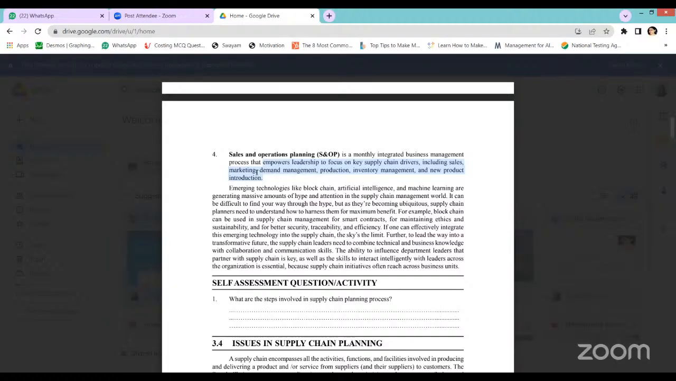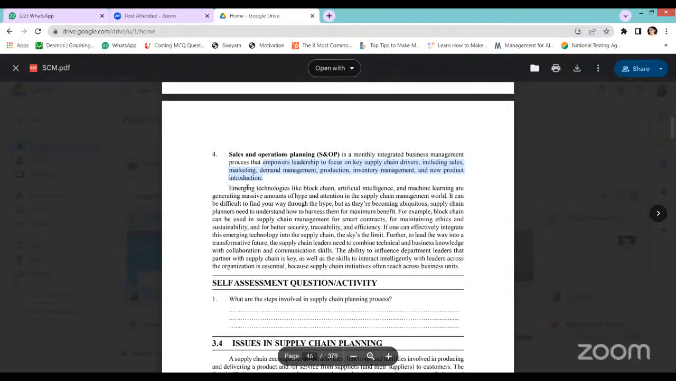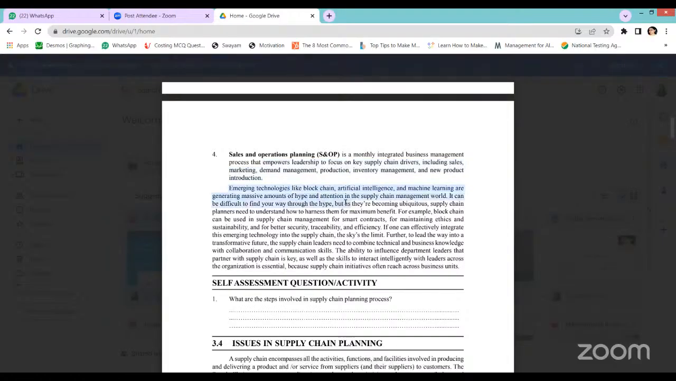All these are also supposed to be planned. So if you explain these points with the help of the diagram, conclude your answer with this: the emerging technologies like blockchain, artificial intelligence, and machine learning have made all this possible. These generate massive information in supply chain management and convert it into a proper structure and planning.